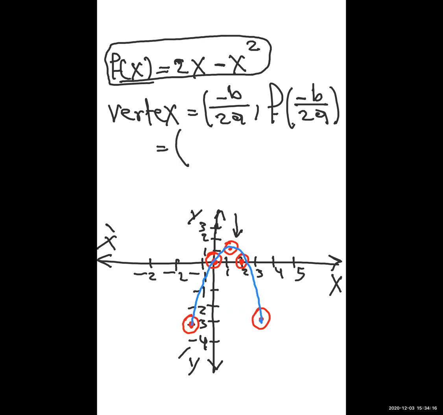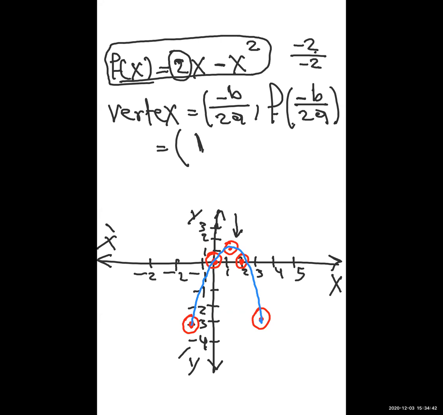Where is b now, guys? We said that b is the coefficient of x and a is the coefficient of x squared. So negative b means negative 2. Okay, so negative 2 over 2a. A is negative 1, so over negative 2. So this means it will equal 1? Yes. So negative b over 2a is 1.